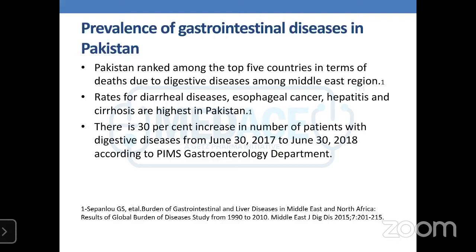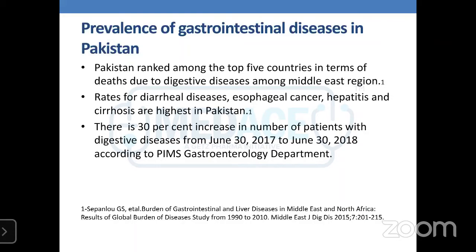When we look at the recent data, we found that there is a 30% increase in the number of patients with digestive diseases during a 1-year time frame, from 2017 to 2018, as reported by the PIMS gastroenterology department. And the diseases which were common in our population include peptic ulcer, GERD, IBD, IBS, pancreatitis, and several other malabsorptions.